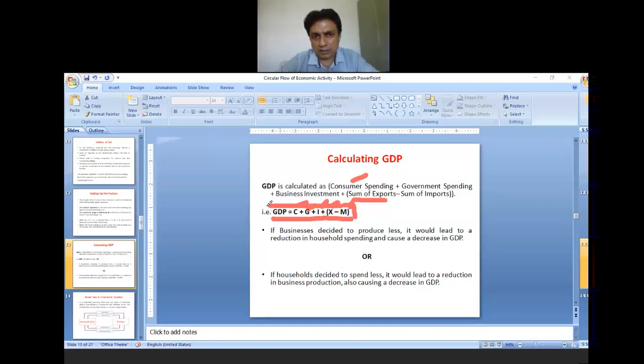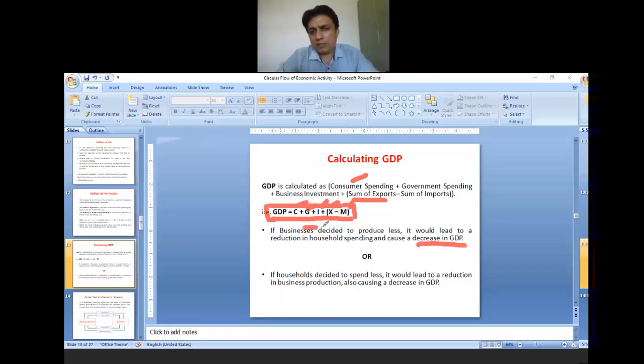You should also remember that the GDP of a country is often calculated on a quarterly basis. In a year there are 4 quarters of 3 months each, so GDP will be calculated quarterly. If businesses decide to produce less, it would lead to a reduction in household spending and cause a decrease in GDP. So these are the two factors by which the GDP will decrease.